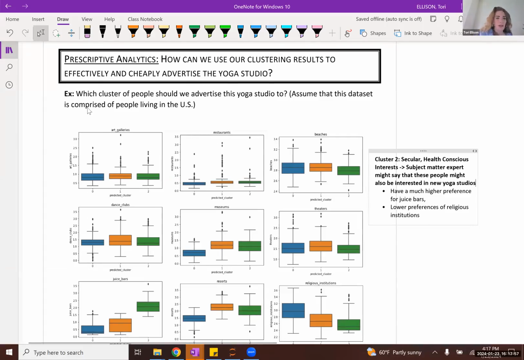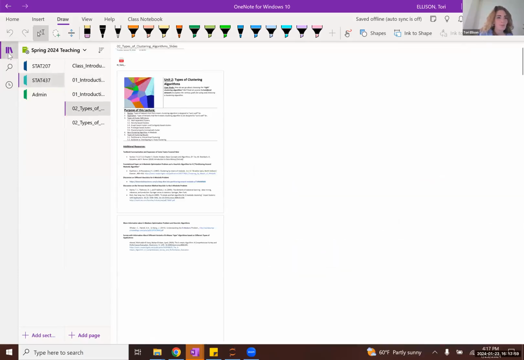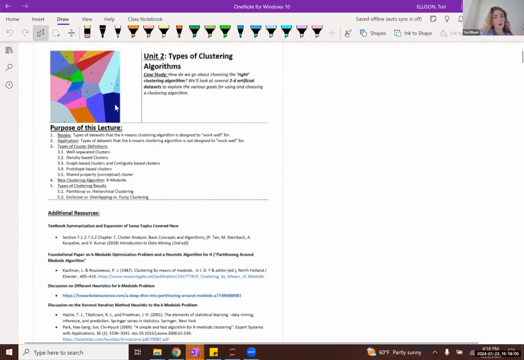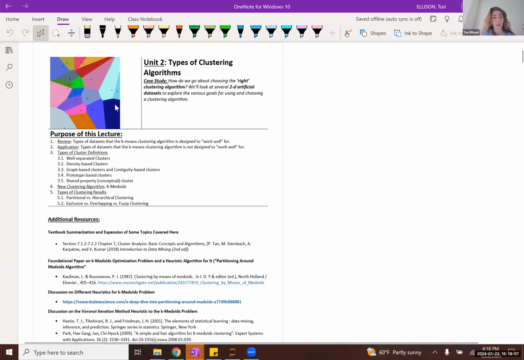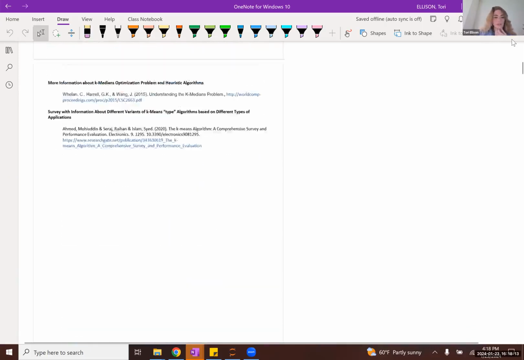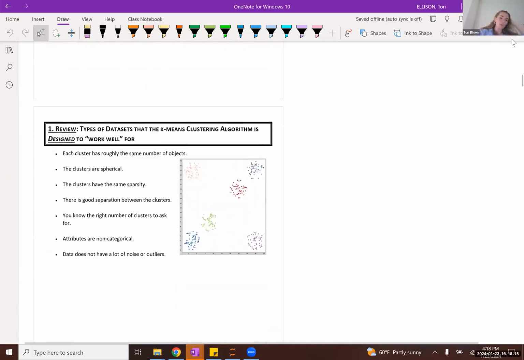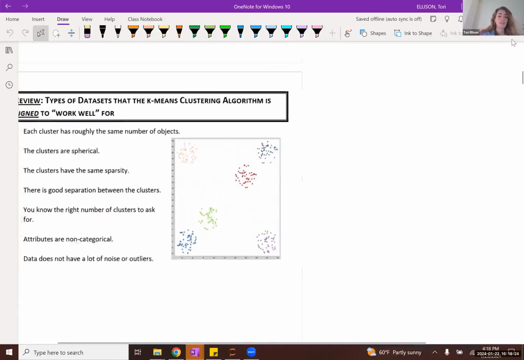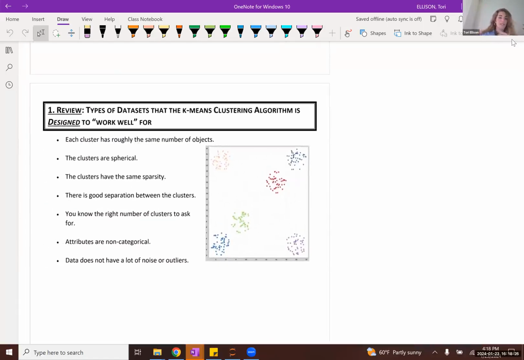Okay, cool. All right, so Unit 2, again, like I mentioned, is going to provide us with a roadmap of basically all of the different types of clustering algorithms that exist in the literature. So what we want to remember is the k-means clustering algorithm is only designed to work well for certain types of data sets. So for instance, data sets in which they're all numerical, the data set doesn't have a lot of noise and outliers, you know the right number of clusters to ask for.